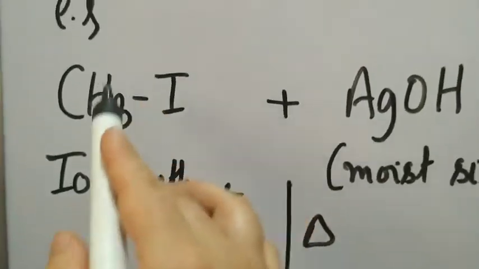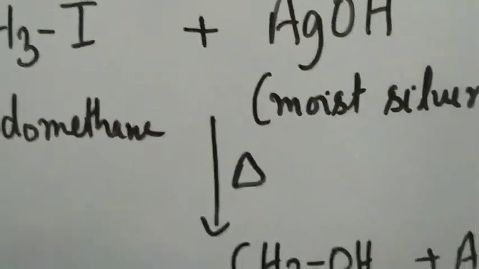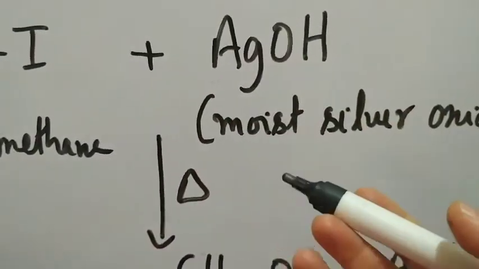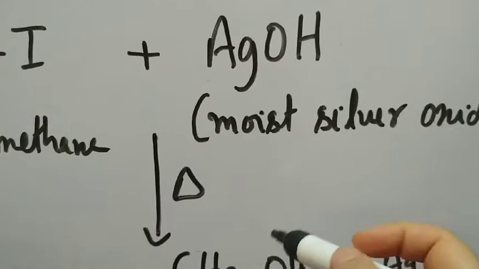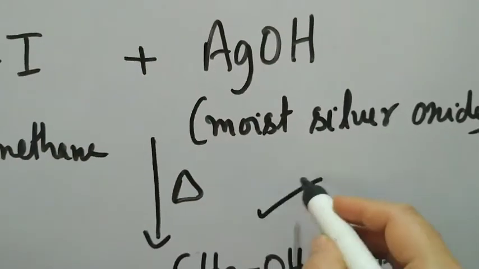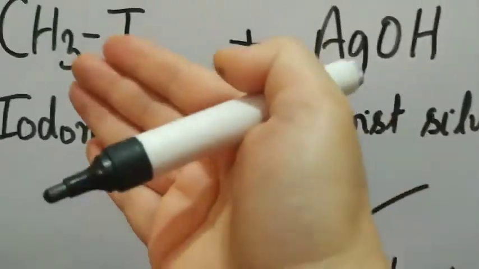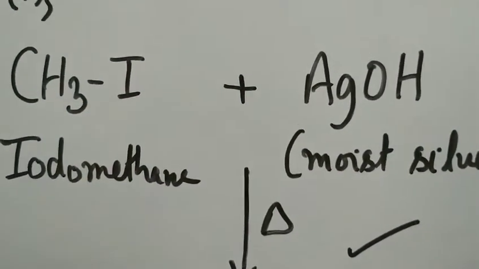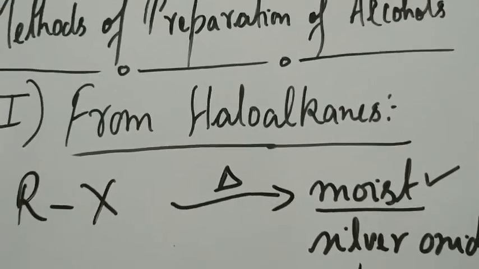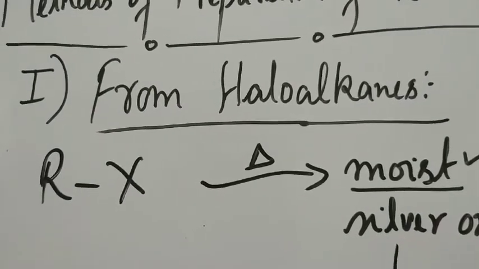So which alcohol will be formed? It depends on the starting haloalkane. The number of carbon atoms you start with, accordingly you will get the product. Sometimes it comes in a question or in the objectives that what will be your starting haloalkane for this alcohol. So check the number of carbon atoms in the product. Accordingly you'll choose the haloalkane from which you'll prepare your alcohols, right? This is the first method. We'll continue with the second method in the second presentation.